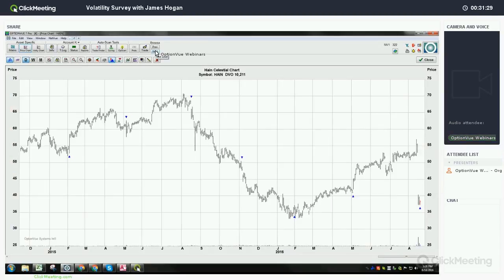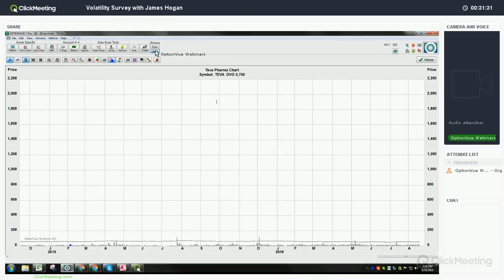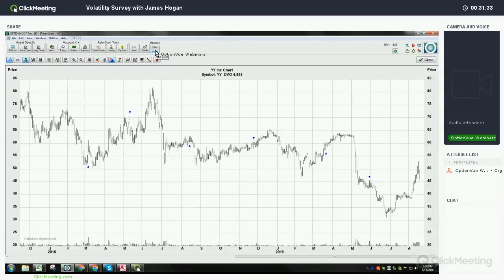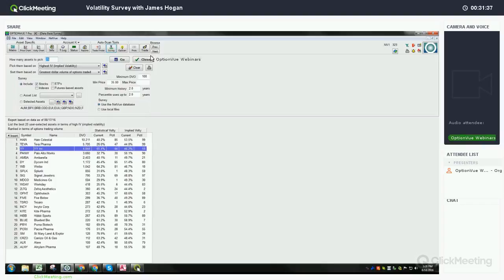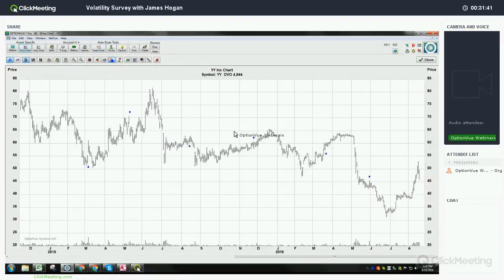Now you can also click on this next button, and what it's doing is going through the list and looking at the price chart. So if you wanted to quickly go through your list and take a look at the charts of each of these, you can do that.